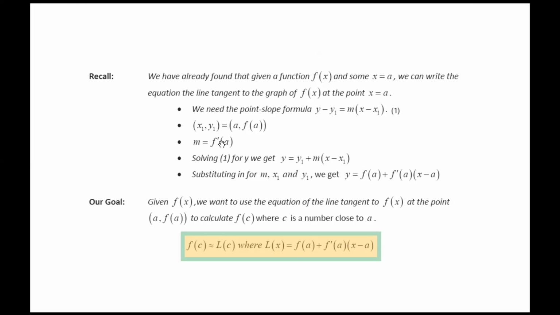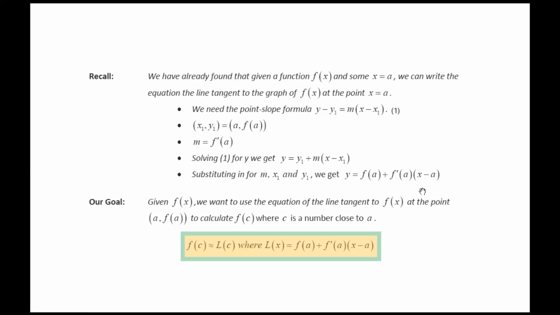So we have the slope and we have the point, and so we can substitute into our formula: for m, f prime of a, for y sub 1, f of a, and for x sub 1, a, and solve for y. Okay, so that's what we would do. And if we solve for y, we're going to get this.